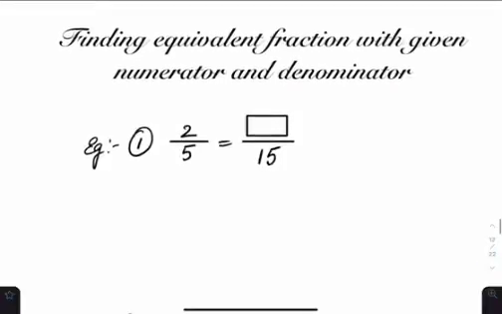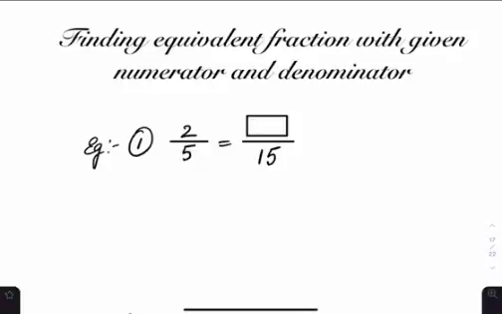Now moving on to the next concept, finding equivalent fractions with given numerator or denominator. Children, till now we were finding both the numerator and denominator. In fact, we were supposed to find a new fraction, an equivalent fraction, correct? But here we are given a numerator, or we could even be given a denominator, and we would be asked to find the missing number. So, for example, this is the first example which we are taking: 2 by 5 is equal to a blank space, and below that is 15.